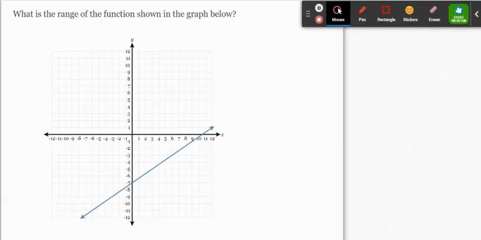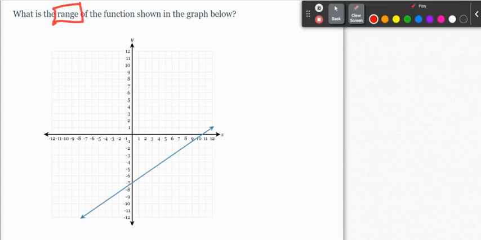So for all lines, if we're doing domain and range, I know this question says range, but I'm going to give us the details for the domain and range of all lines. Notice this is a line. So for all lines that have a slope, in other words, m is not 0 and m is not undefined. Those are special cases. I'll talk about those in just a second.